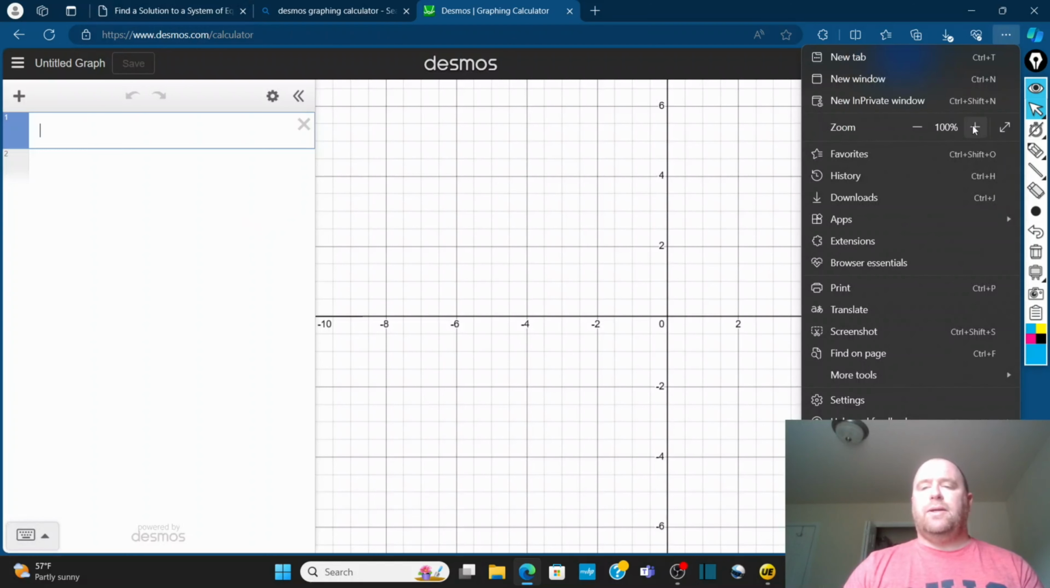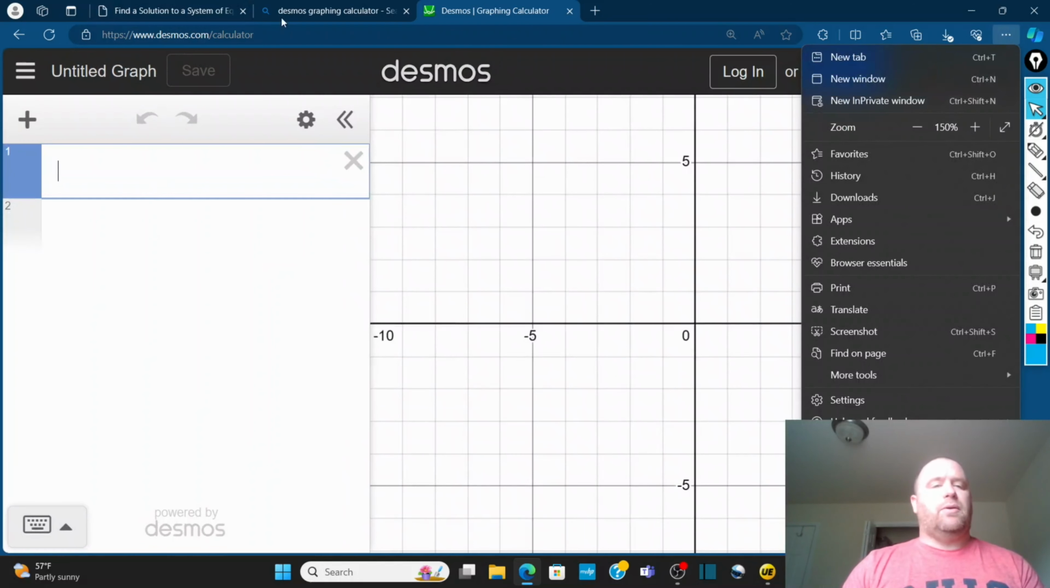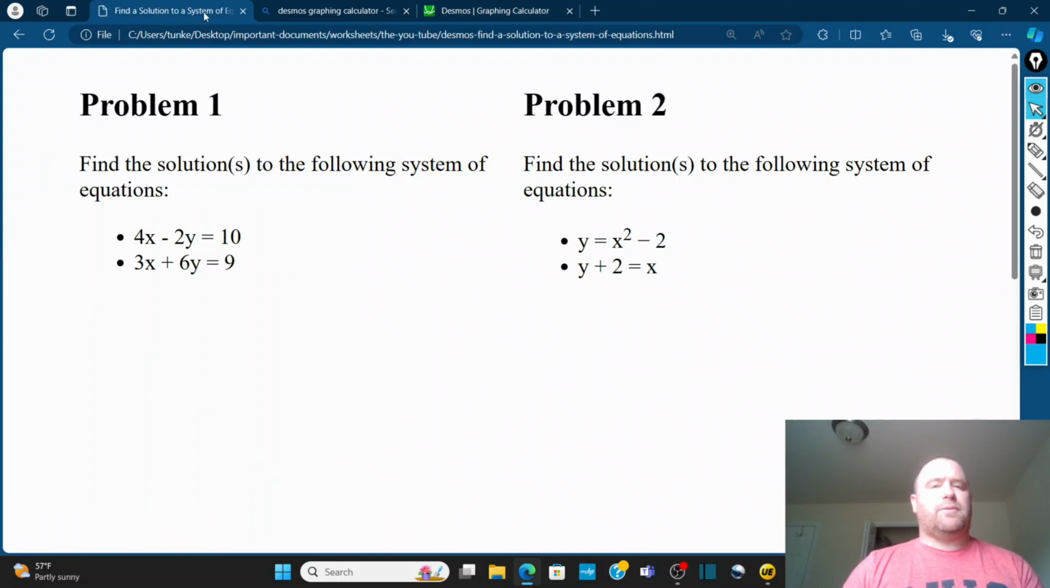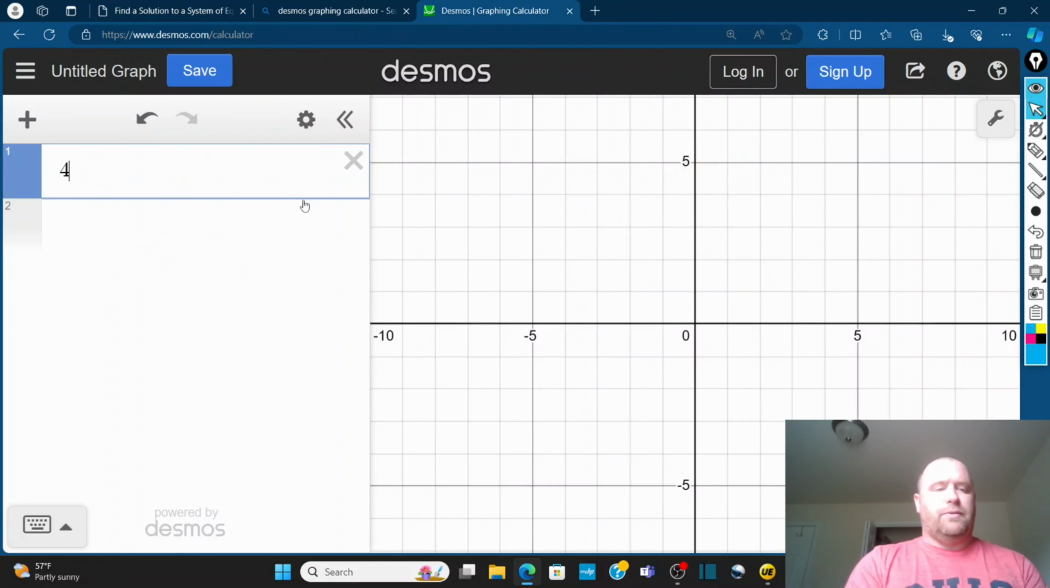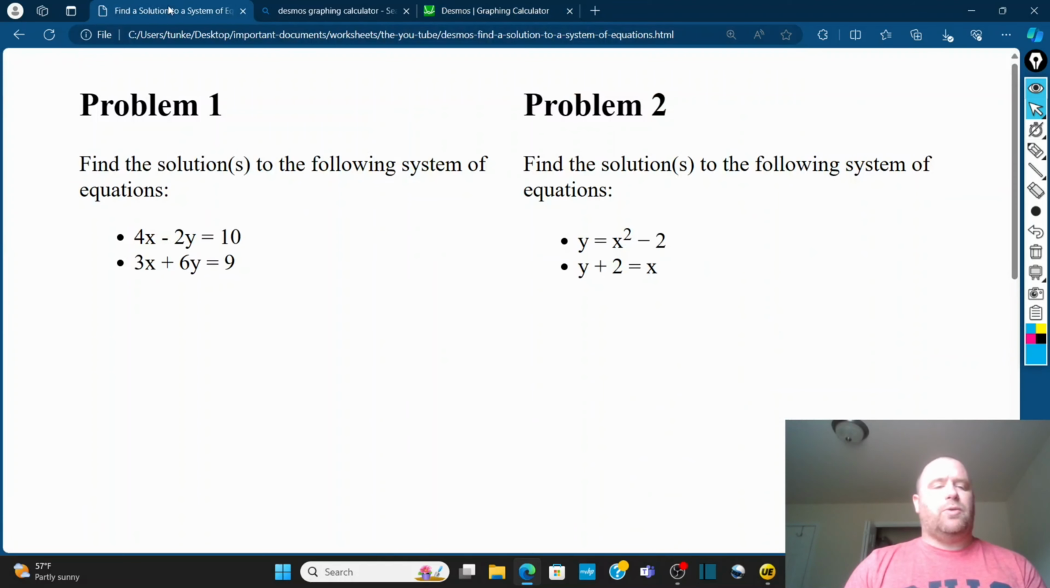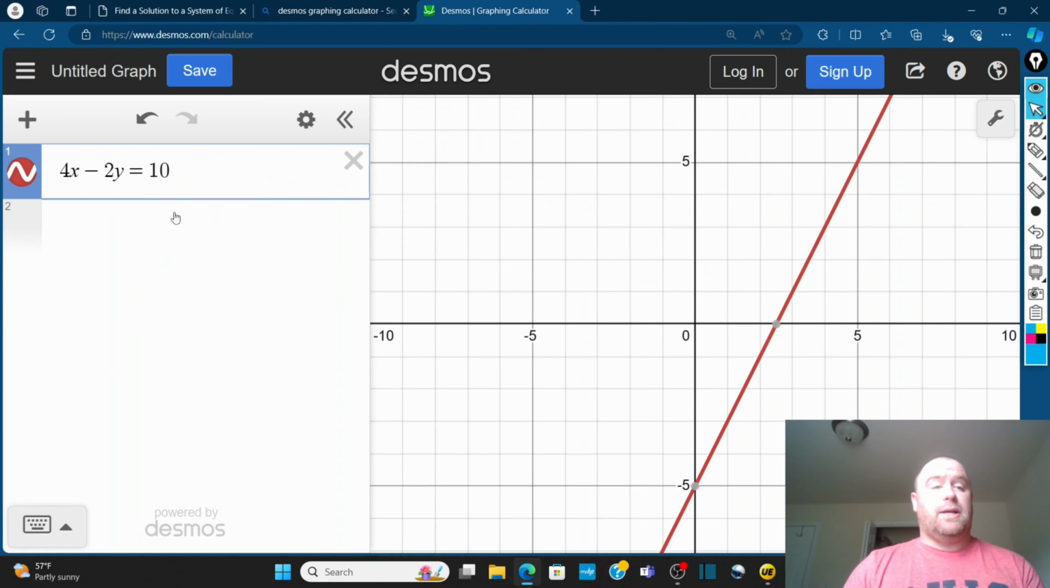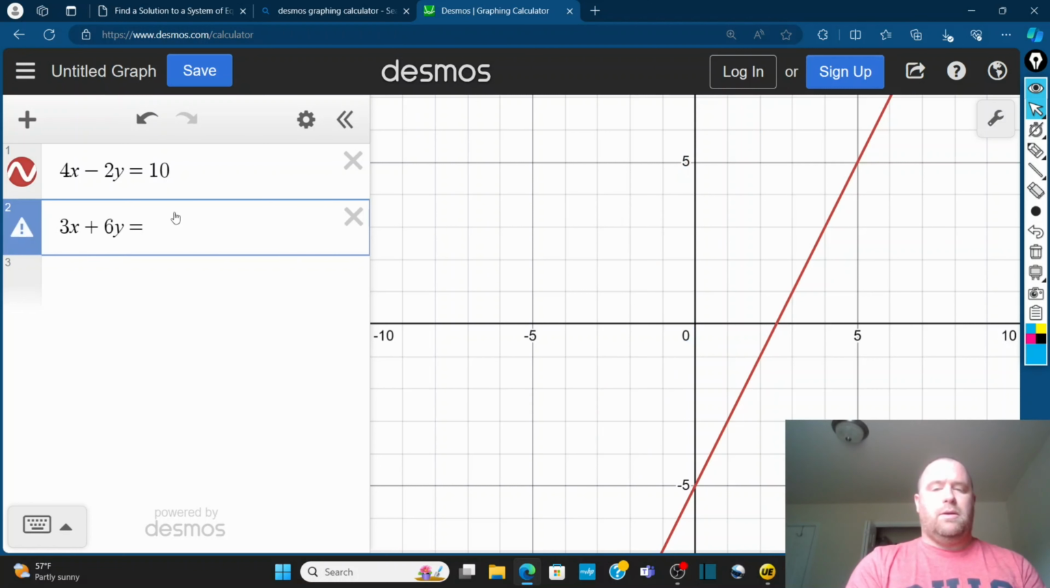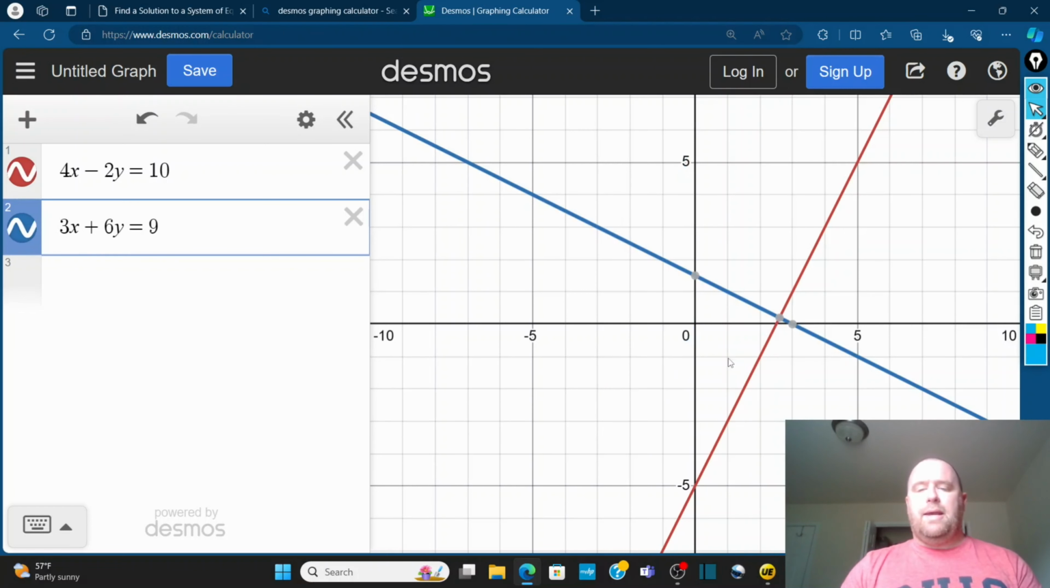Let me zoom in a little bit. Okay, so our first equation is 4x minus 2y equals 10. Our second equation is 3x plus 6y equals 9. Okay, and we're going to look for the point of intersection, which is 2.6, 0.2.